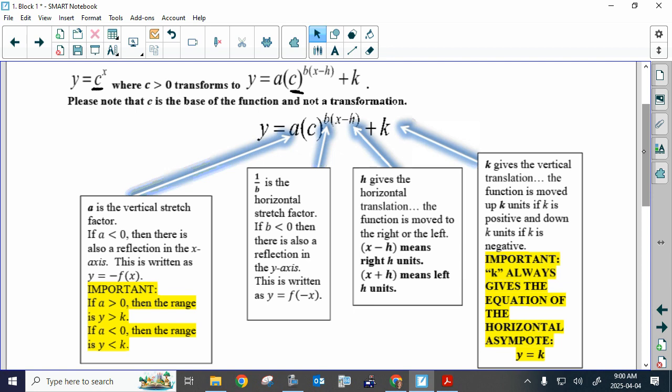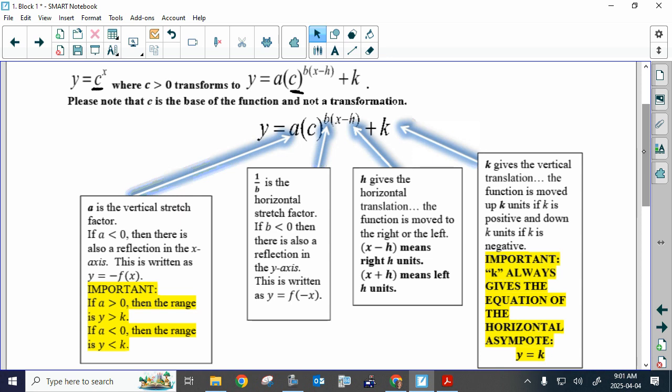Here's the important part for exponential functions. So I'm going to come back to the highlighted stuff. Your B value, 1 over B, is the horizontal stretch factor. If B is less than 0, then there's also a reflection across the y-axis. We can reflect across the y-axis for these guys. H gives the horizontal translation. The function is moved to the right or to the left. X minus H means right. X plus H means left. K is moving it up and down.